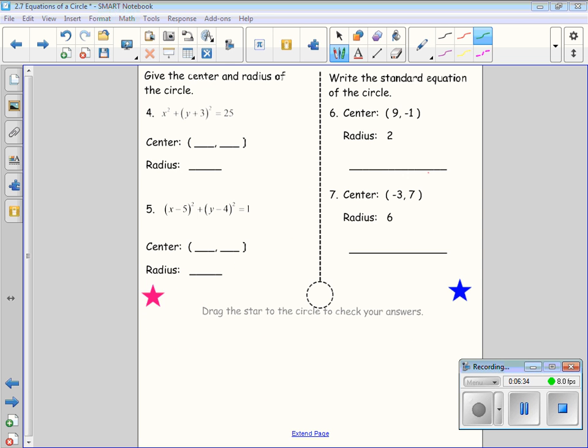Let's move on. Okay, here's some more problems that I want you to work on. I'm going to have you put me on pause and then come back to it. Try to do these on your own, okay? Start with number 4. Put me on pause. Come and check my work.